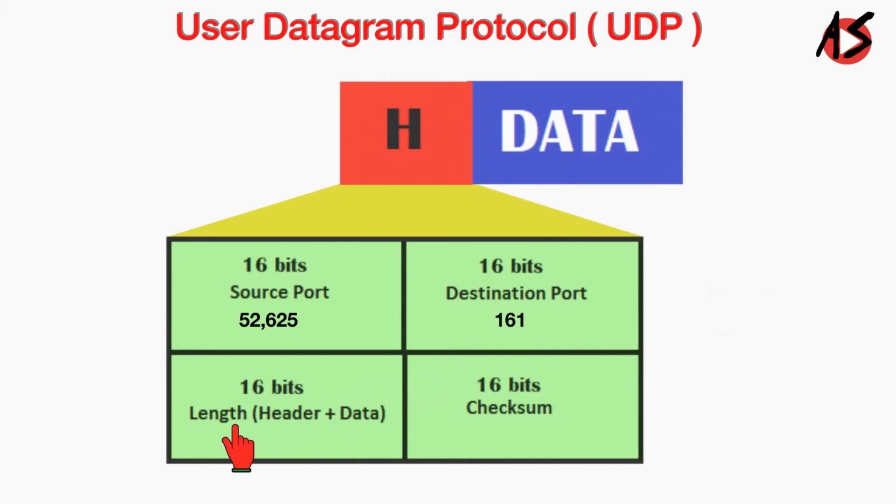Next, the 16 bits field defines the total length of the user datagram, I mean UDP header plus data. The last 16 bits are for the checksum, which is used to detect errors over the entire user datagram containing header and data.